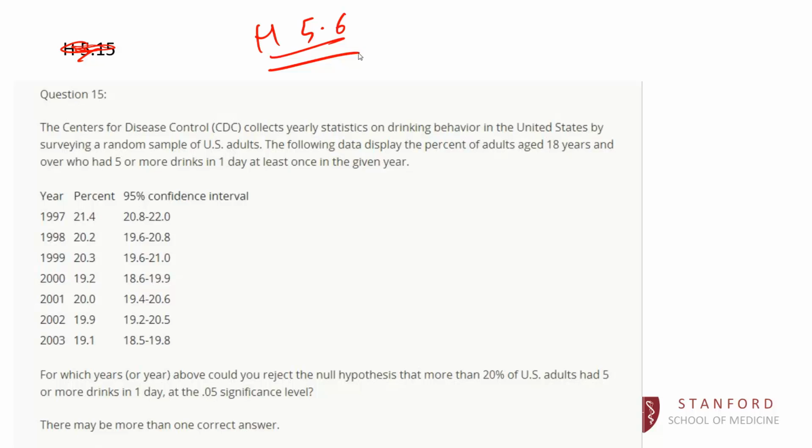This question gives us the percentage of US adults who had 5 or more drinks in one day at least once in a given year, and we have trends for 7 years. We have the mean value as well as the 95% confidence intervals given. The question wants us to find for which years we could reject the null hypothesis that more than 20% of US adults had 5 or more drinks in one day at the 0.25 significance level.